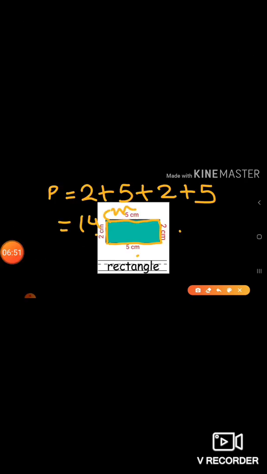So here you see the length of this boundary. That means you have to add all those lengths. So now you see Kanna, the length given is 5 centimeter and the breadth is 2 centimeter. So the length of this boundary is nothing but the perimeter.